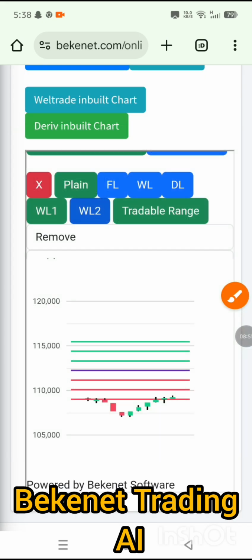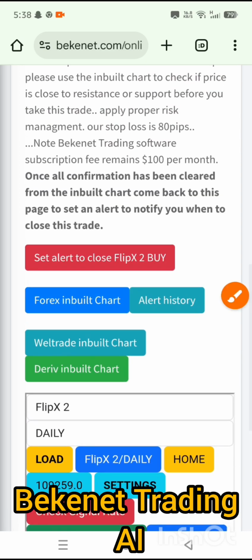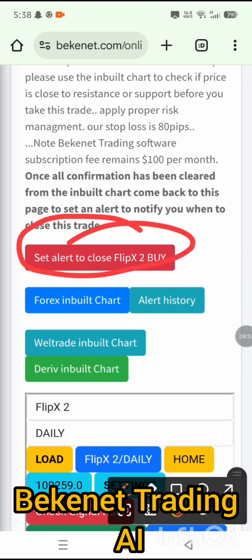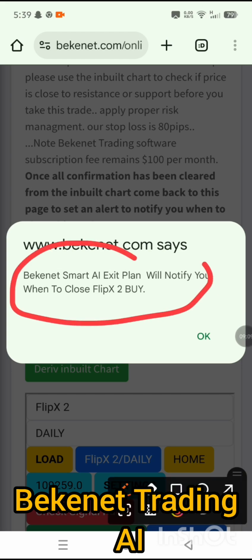Simple as ABCD. Once you're done with this, the next thing you need to do is come here and click this alert. Click it, and it will tell you. He has programmed it to tell you when to exit your trade. Simple as ABCD. That's why I told you we hardly hit SL, because we have a tool that will tell us when to close with minimal loss. We don't just hit SL outrightly. It will tell us when to close with what? Minimal loss. So you just click this. Simple as ABCD. It will notify.